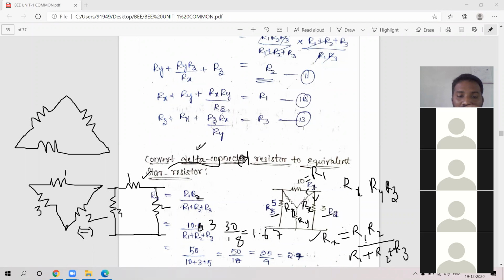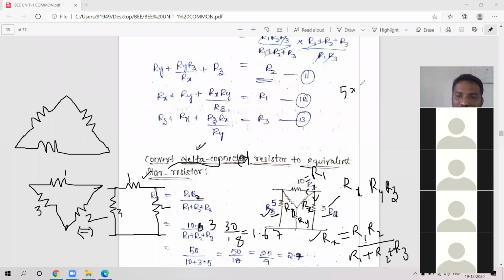Based upon the connection diagram, you have to go through that one. I have made Rx here, I can make Rx here also. Just based upon your assumptions, between these two resistors I assumed Rx. Now for Ry, what are the resistors connected? 5 ohms and 3 ohms.